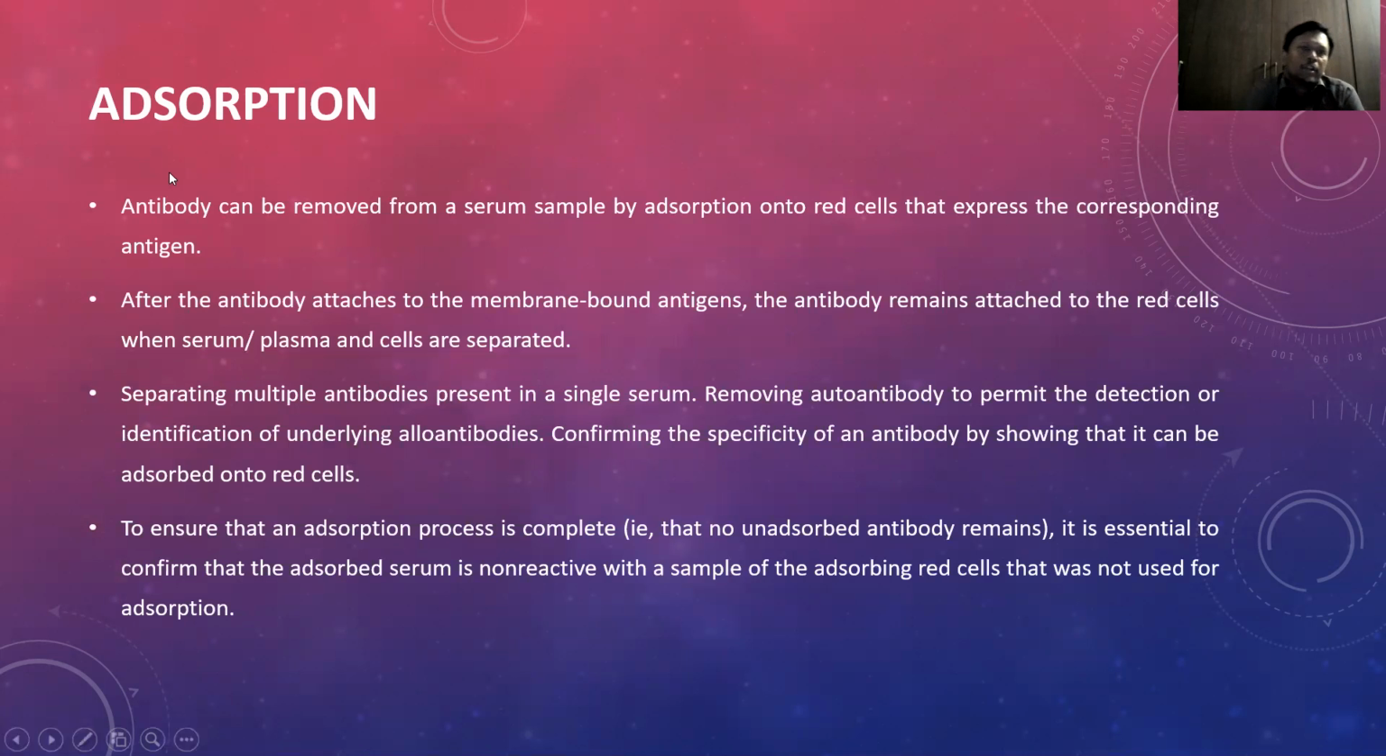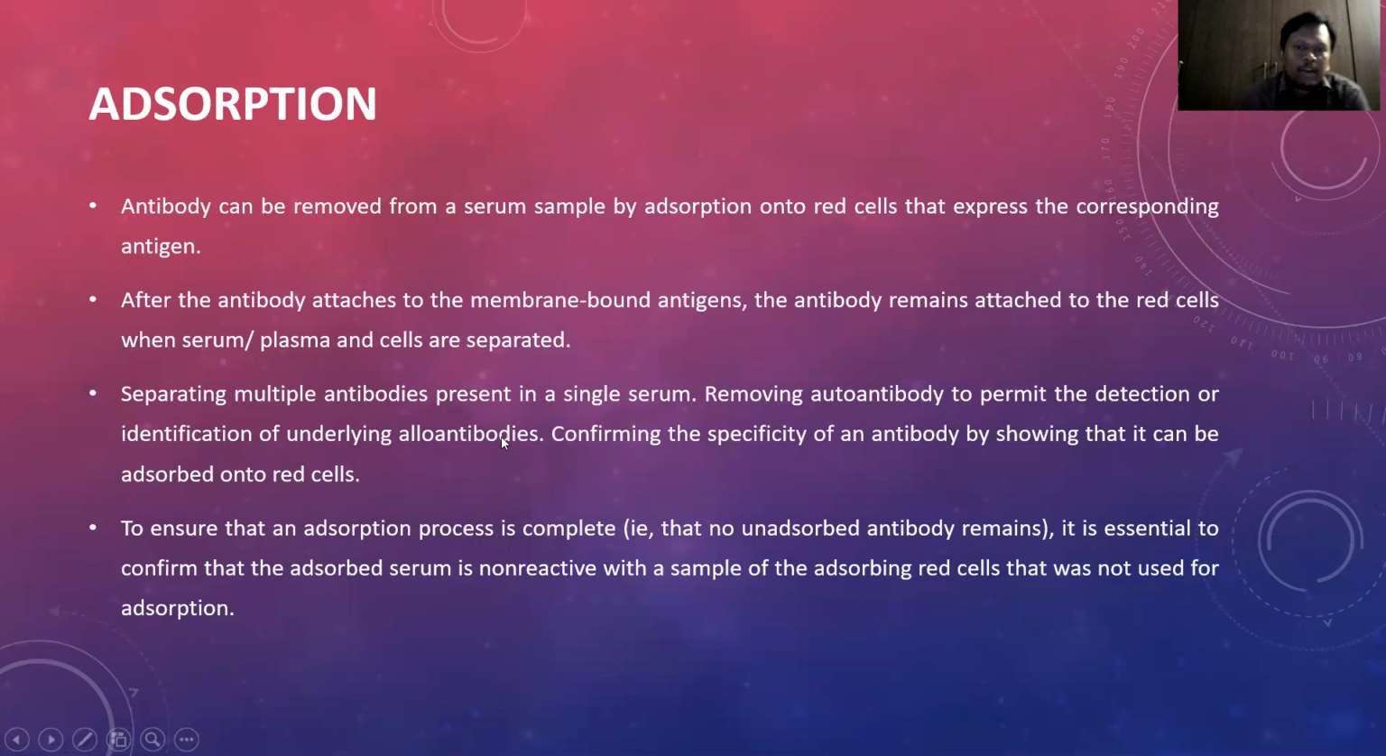The next most commonly used technique is absorption. Absorption is nothing but antibodies being removed from a serum sample by absorption onto red cells that express the corresponding antigen. After the antibody attaches to the membrane-bound antigen, the antibody remains attached, so that the serum and the plasma are free from that antibody. So we are separating multiple antibodies present in a single serum.